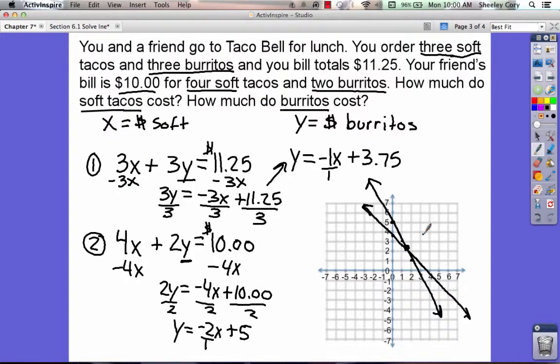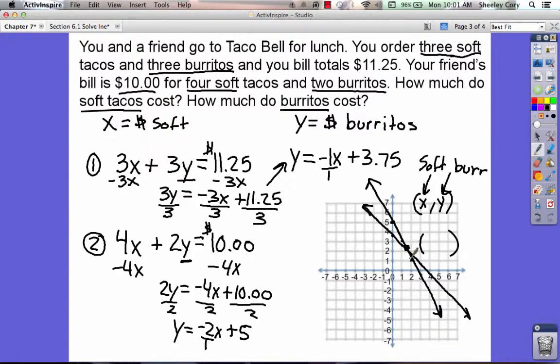Whatever that coordinate is, whatever the x value is and whatever the y value is, that's going to tell me the cost of my soft shell tacos, and this will tell me the cost of the burritos. So this is burritos, and this is soft shell. So all I have to do is look at this spot here and see where it's at.